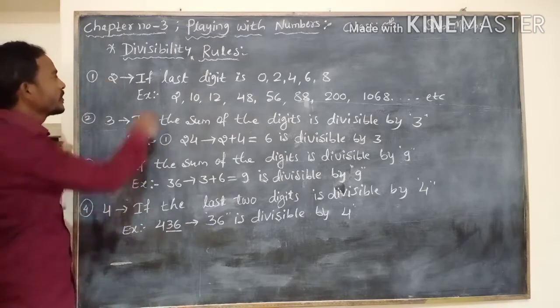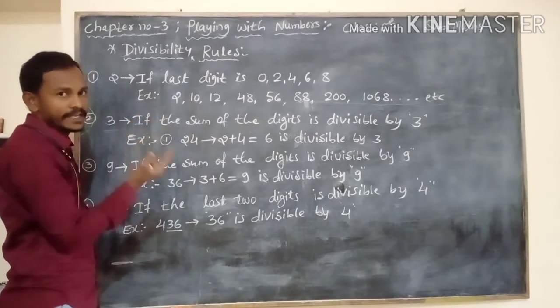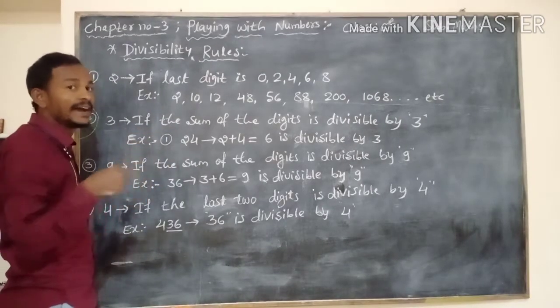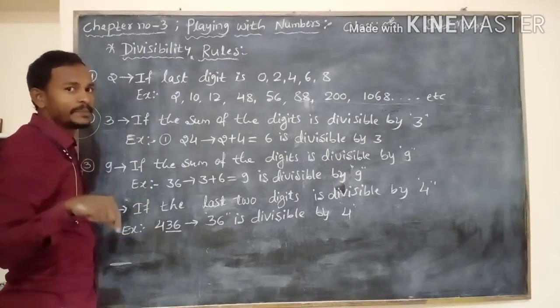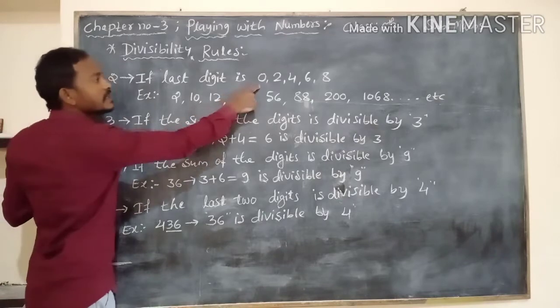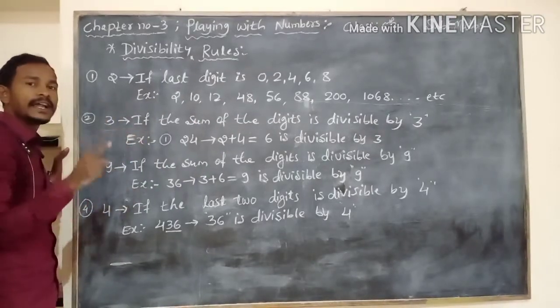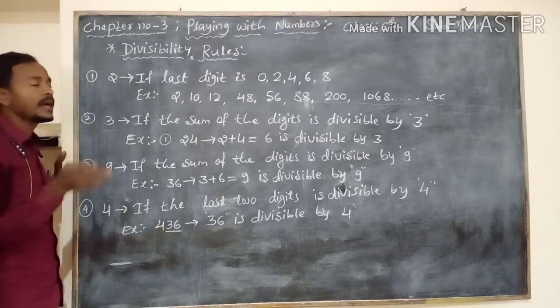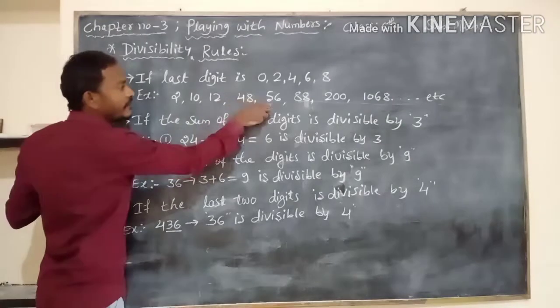It says if the last digit, that is, the digit in the unit place, is 0, 2, 4, 6, or 8, that number is completely divisible by 2. For example, 2, 10, 12, 48, 56.